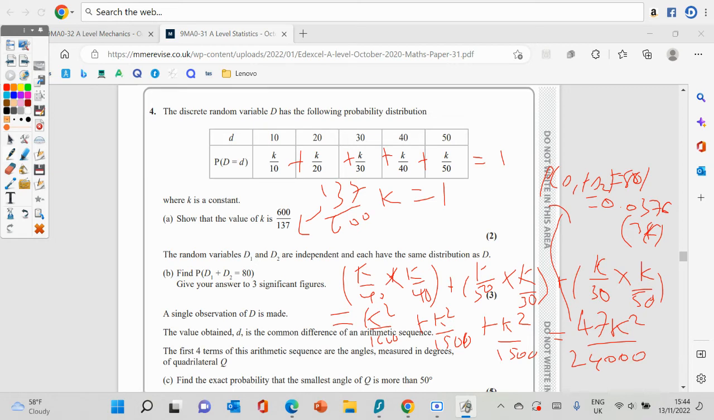So all I've done is thought about the combinations of adding two numbers together and getting 80. That's all I've done. And then used that distribution from the table, added them all up, and then substituting that value of k that you got from part A into that formula. 47k squared over 24,000, which gives you what you wanted. Alright, cool. Moving on.